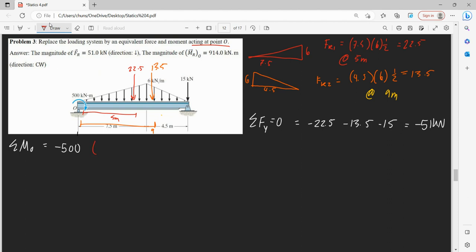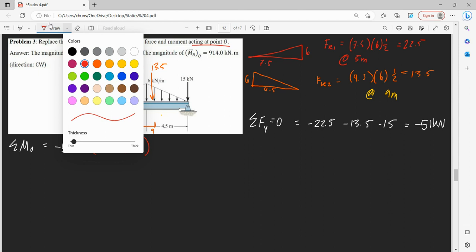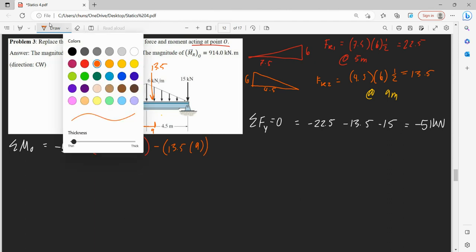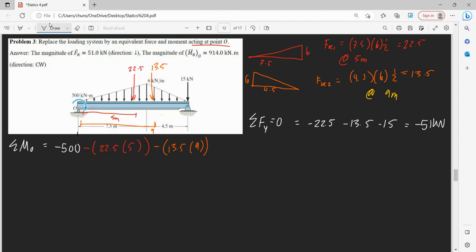Then we have our 22.5 force. So that's our equivalent force. That's a distance of 5 meters from point O. And if we were to get to point O, we would have to go in a clockwise direction, so that is also negative. And this is minus 13.5, and our distance is 9 meters. And then we have minus 15, and the whole length of our beam is 12 meters, and that will give us our moment.